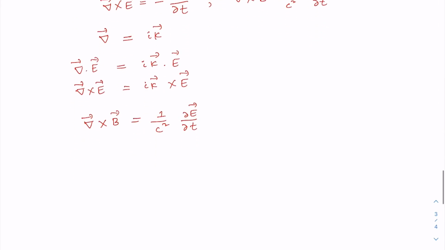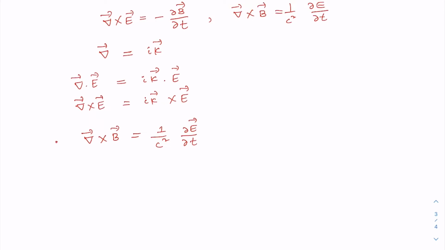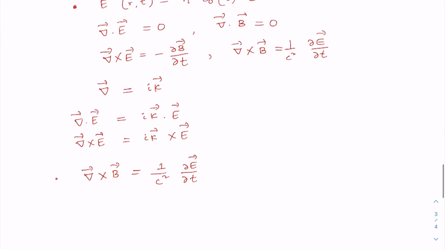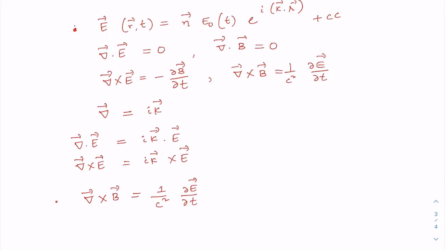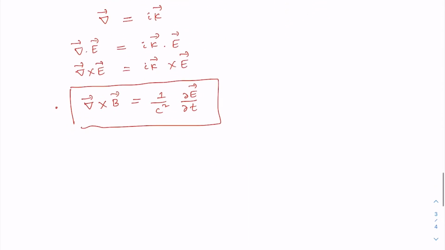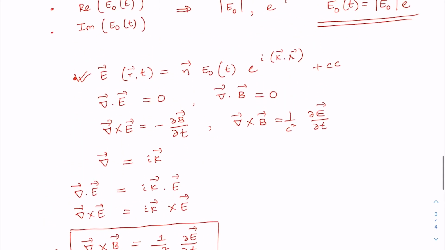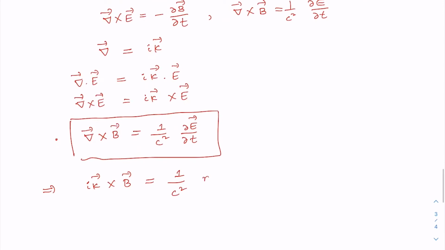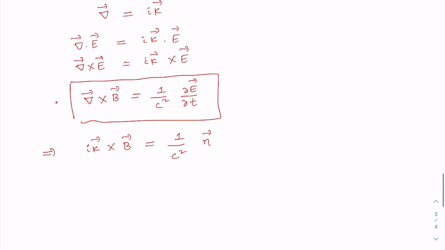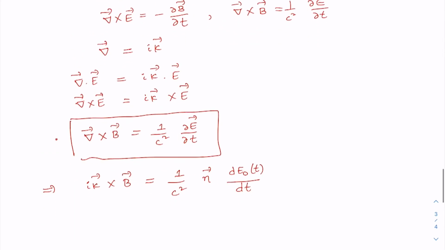So what about the magnetic field? The magnetic field I can find from this expression. To do that, let me put the assumed solution of the electric field in this Maxwell equation. Del I can replace by ik, and that would be B, and we will have 1 by c square. If I take the time derivative of this electric field, I will get eta vector here, dE0 dt, and then I have e to the power i k dot r.